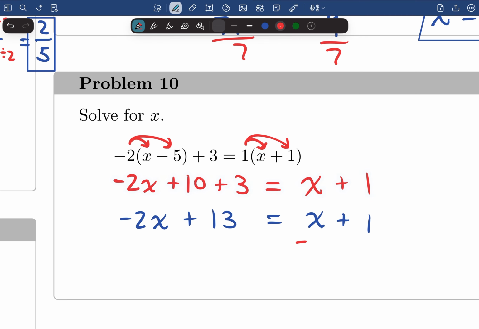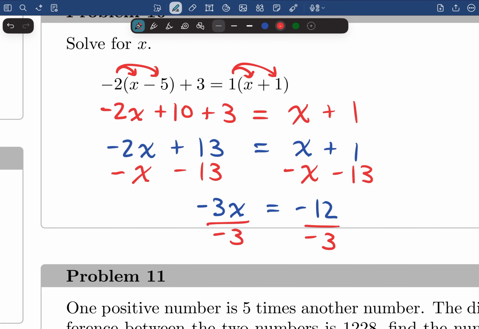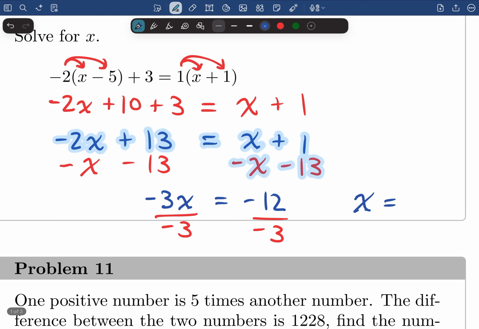And now I'm going to subtract x from right to left to get all my terms with the variable x together, which means I should subtract 13 from left to right to get all of my constants together. At this point, I notice negative 2x minus x gives me negative 3x, and that equals 1 minus 13, which is negative 12. I now divide by negative 3, and I now know my solution. Well, a negative divided by a negative is a positive, and 12 divided by 3 is 4. So this will be my result.